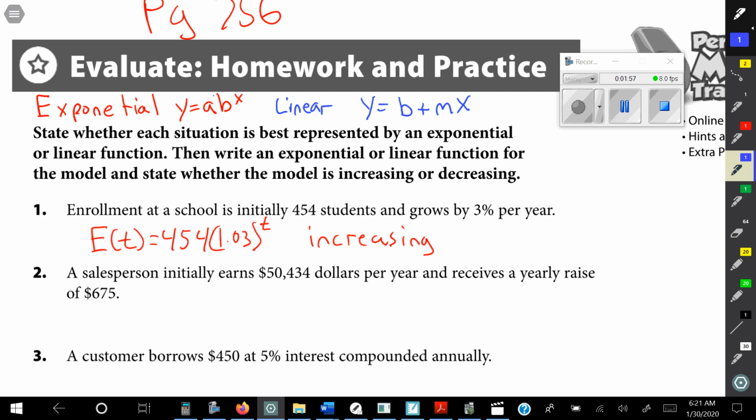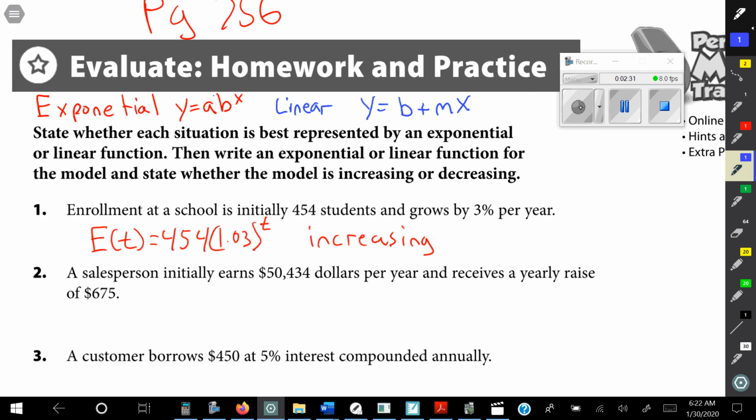All right, now let's take a look at the next one here. It says a salesperson initially earns $50,434 per year, receives a yearly raise of 675. So since it's going up by the exact same amount every single time, then it's going to be linear, okay? And normally our linear function is y equals mx plus b, but I swapped it around because I want to start where we begin. So since we begin with $50,434, that's what we want to put in for b.